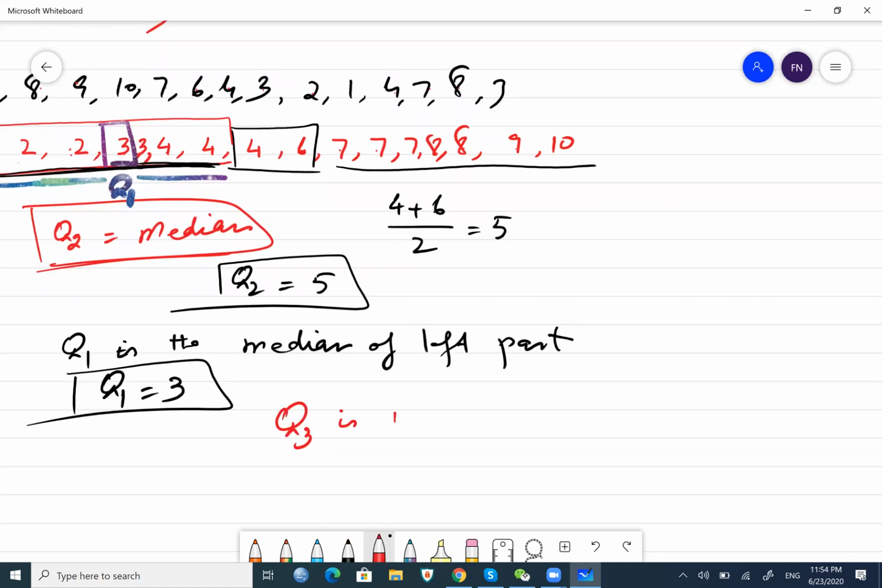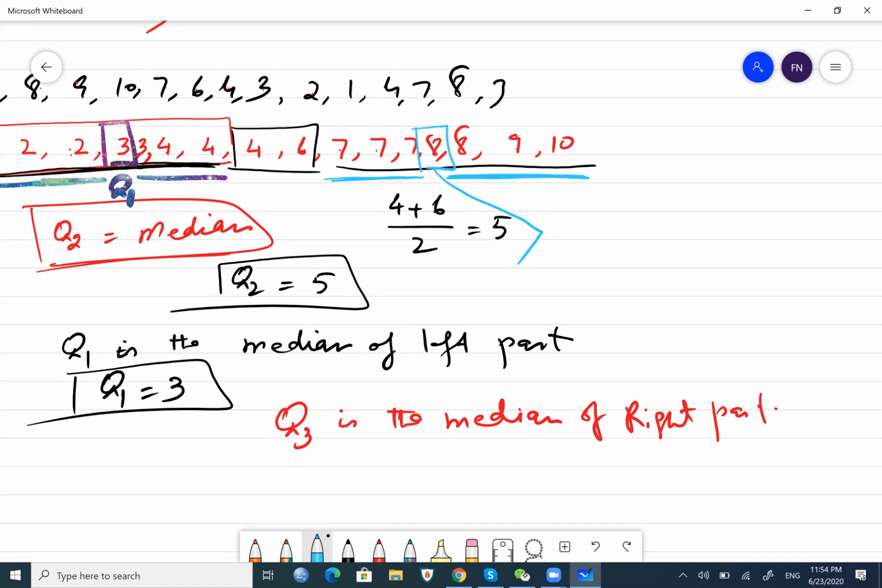And Q3 is the median of the right part. So the right part again has 7 numbers. So we will split them, 3 on the left side, 3 on the right side. Understand? So this is our Q3, which is 8.